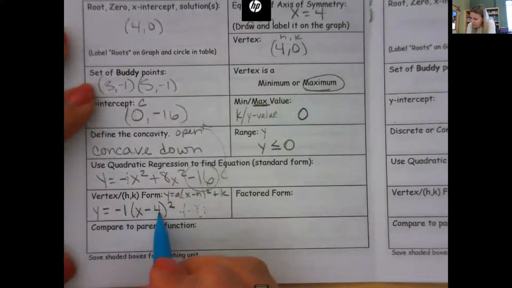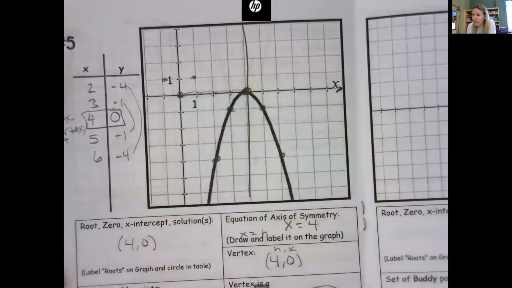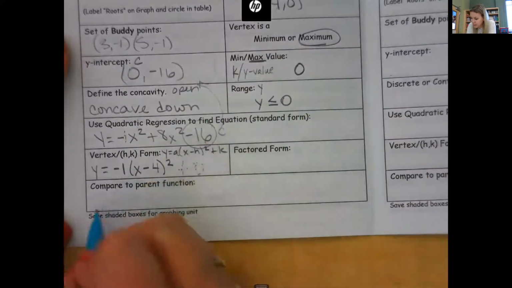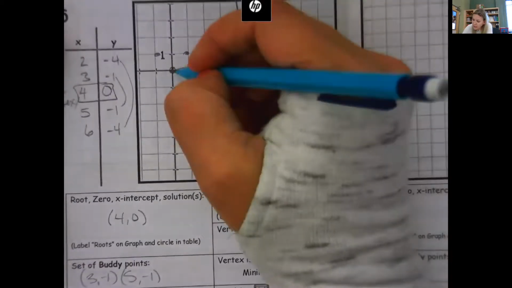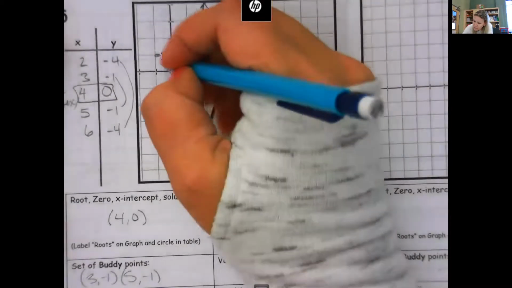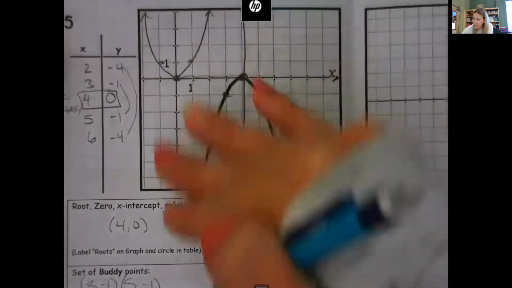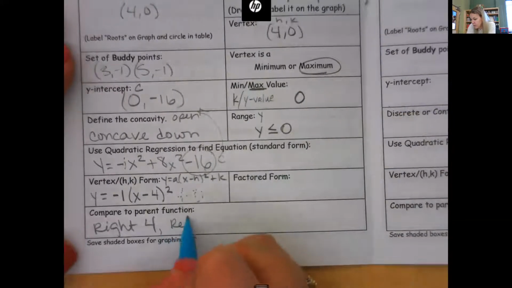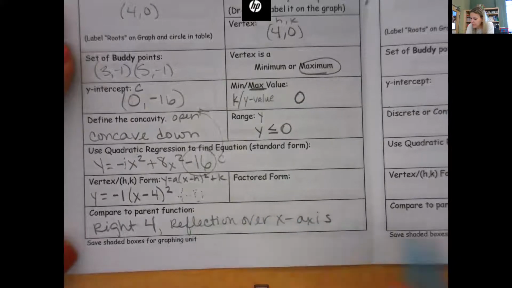What does this mean happened? Well, this means that it went right 4. My parent function is here. It went 1, 2, 3, 4 to the right. And we know that because insiders lie. This went right 4. But also we know the parent function is always concave up, and this one is concave down. So what happened was it reflected over the x-axis. That's what that negative does. Reflection over x-axis.